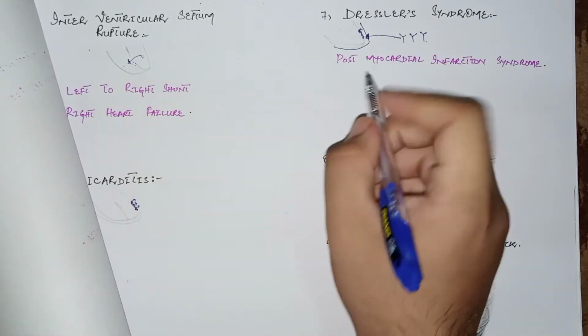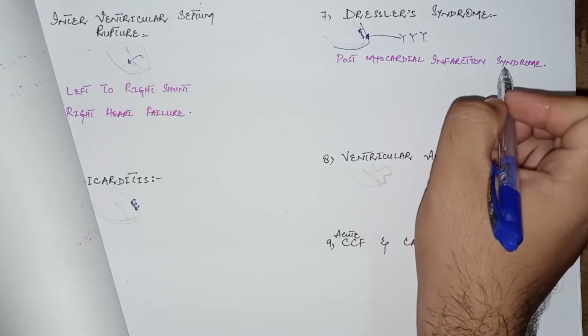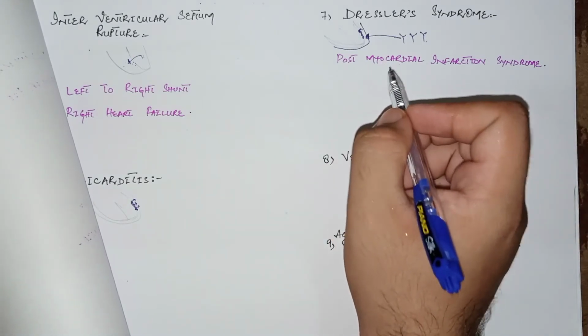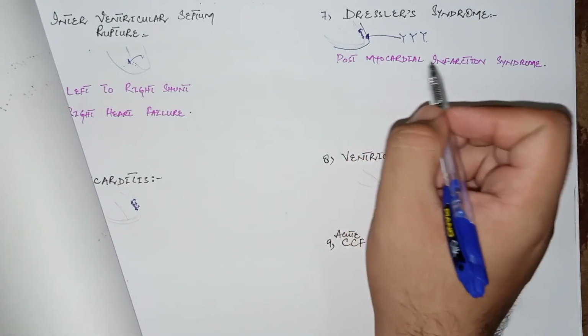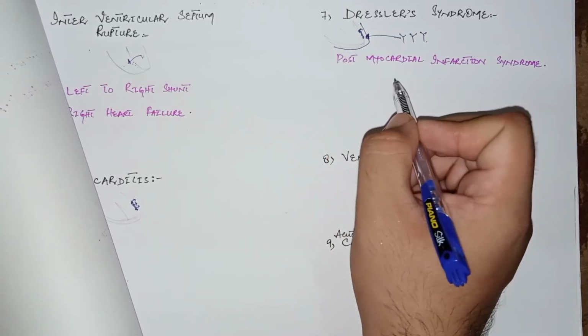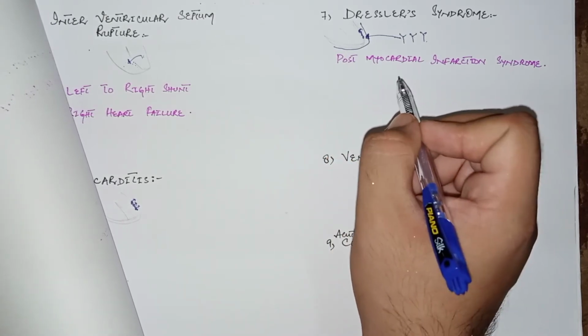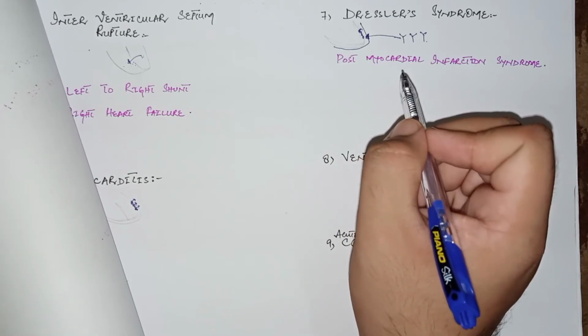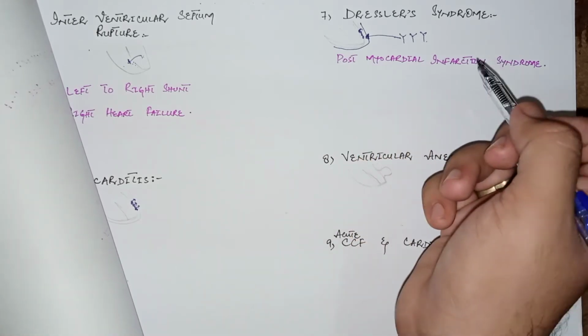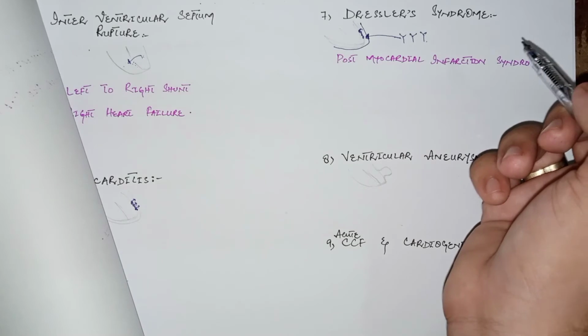This is also called post myocardial infarction syndrome. It is basically a pericarditis of autoimmune origin. The treatment option includes aspirin in high dose, which is first line, and the alternative therapy is corticosteroids and non-steroidal anti-inflammatory drugs.